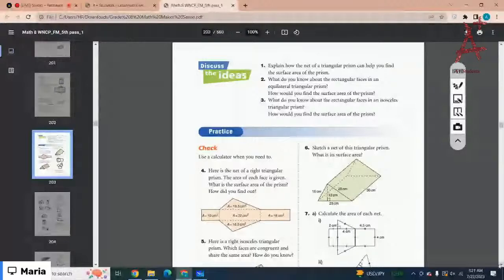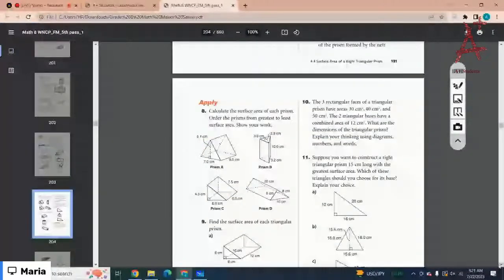Okay, the next one is question number 8: calculate the surface area of each prism. Order the prisms from greatest to least surface area, show your work. So let's start with A. Let's see how we calculate the area of the right triangular prism.